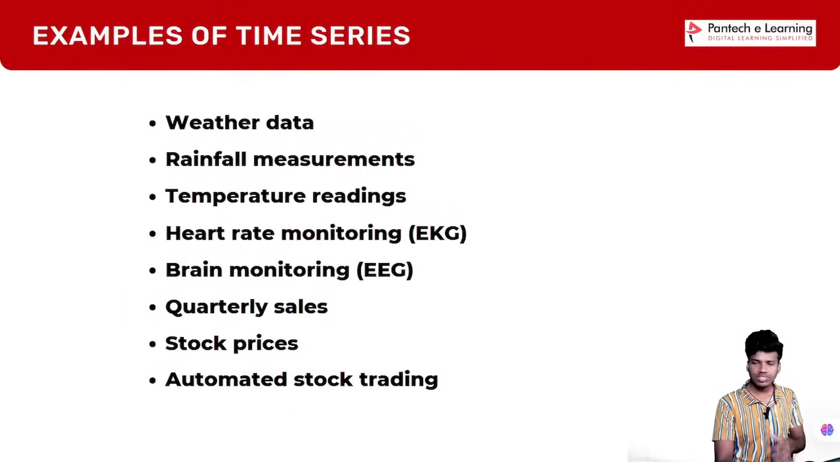So what are the examples of time series? As I already said: weather data, rainfall measurements, temperature readings, heart rate monitoring, brain monitoring, quarterly sales, stock price, automated stock trading. These are all examples of time series, because everything works based on time. Weather also works on time, right? If we check our mobile phone, I'll show you.